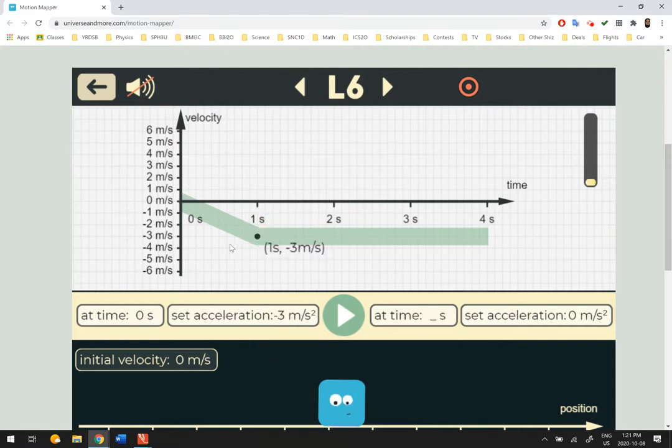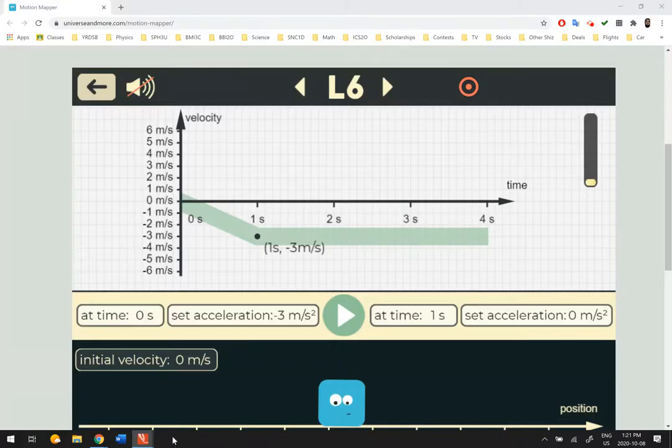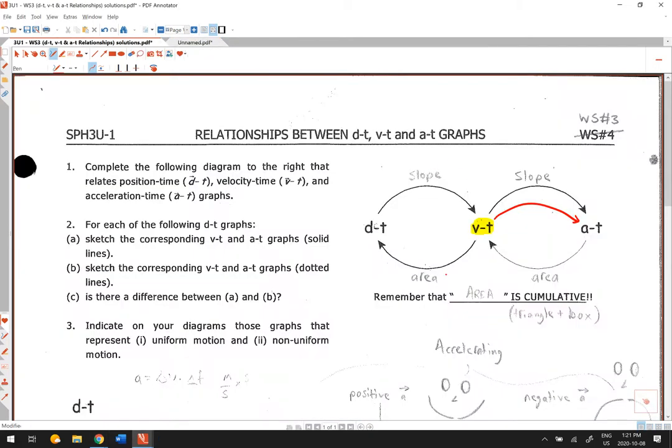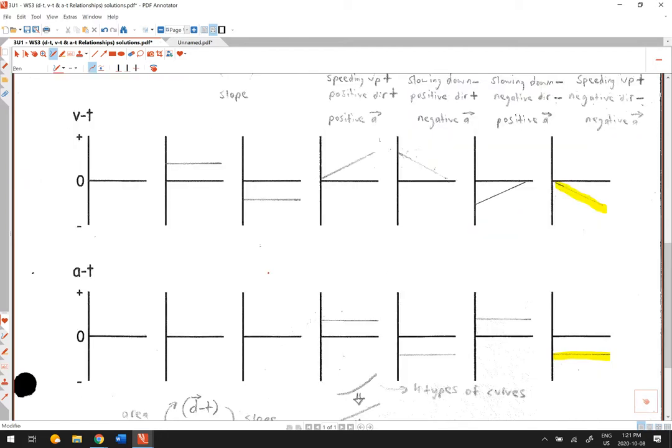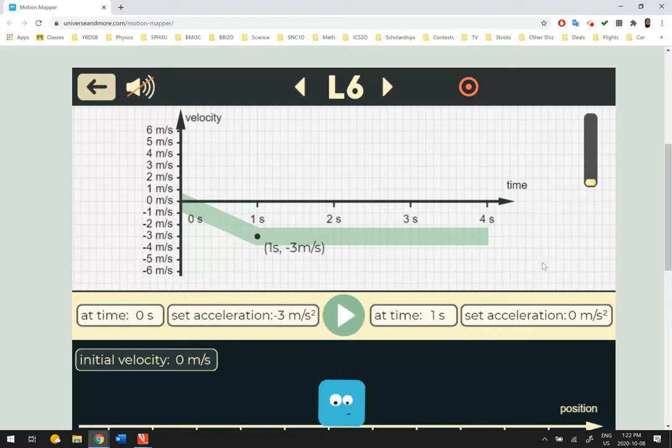Now we can see at the 1 second mark that our line continues in a horizontal line over here. So it's basically a straight line that we see. Taking the slope of that straight line is going to give us an acceleration of 0. So we can set that acceleration, just keep it as 0 meters per second squared.